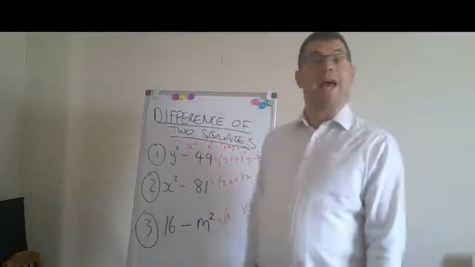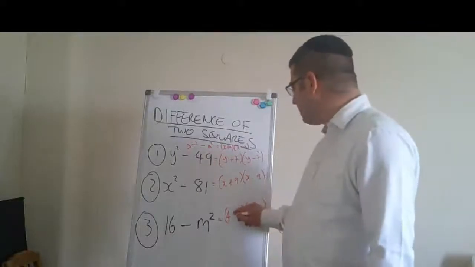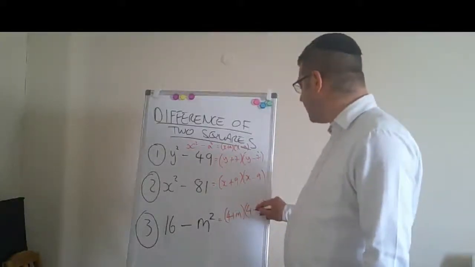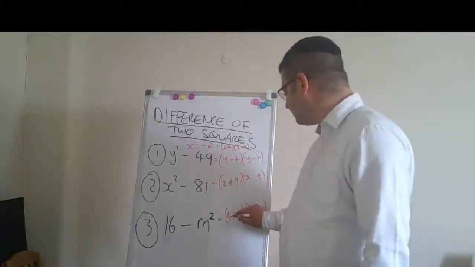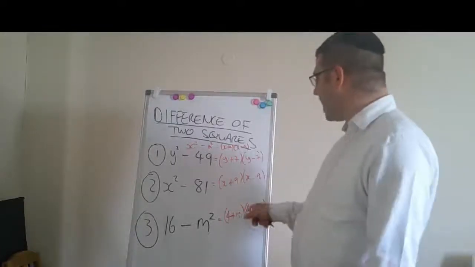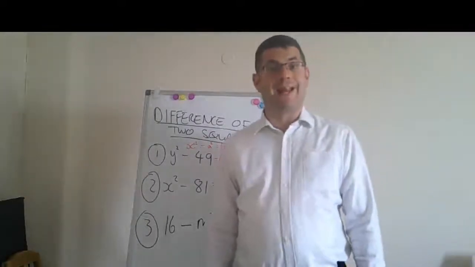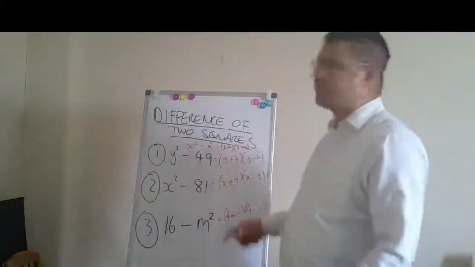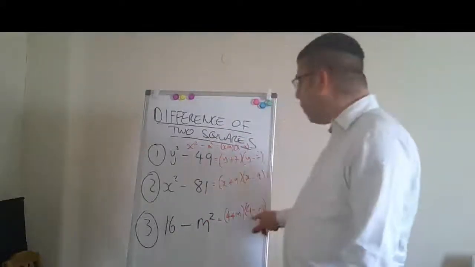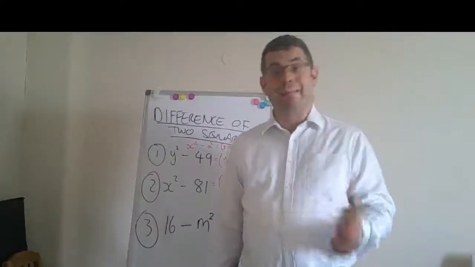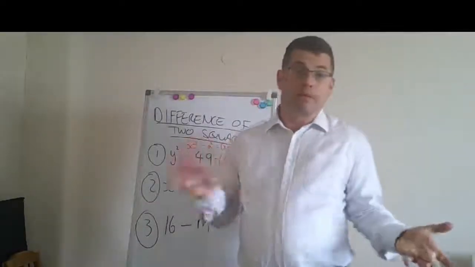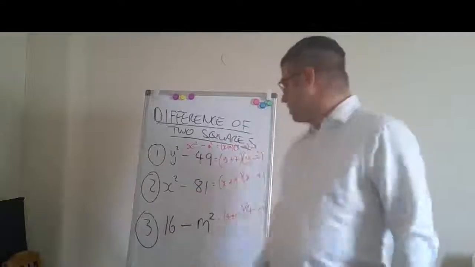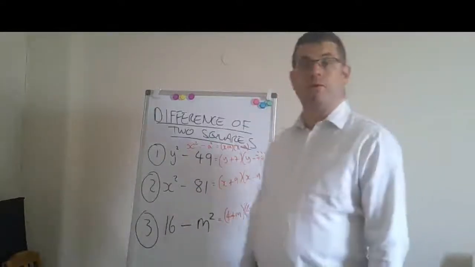When you square root m squared, you get m. So you get plus m and minus m. That's different. That's not the same as m plus 4 and m minus 4. That would be if it was m squared minus 16. m plus 4 is the same as 4 plus m. But 4 minus m and m minus 4, they're negatives of each other. They're not the same thing. So it's 4 plus m and 4 minus m.